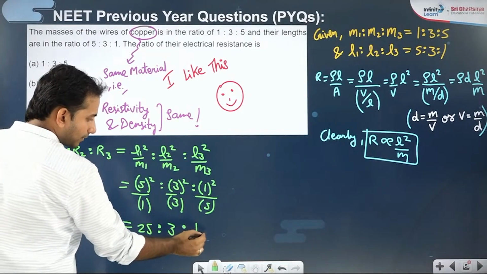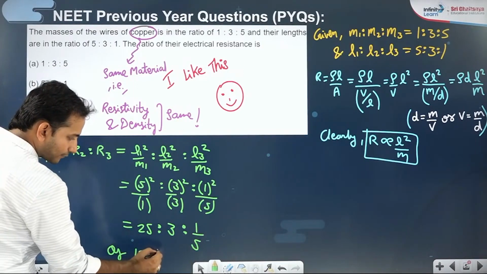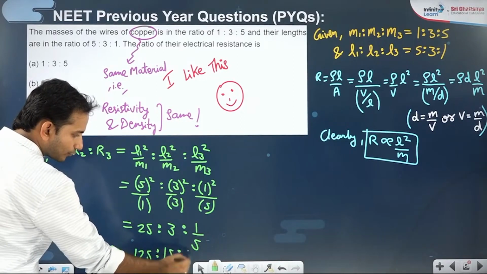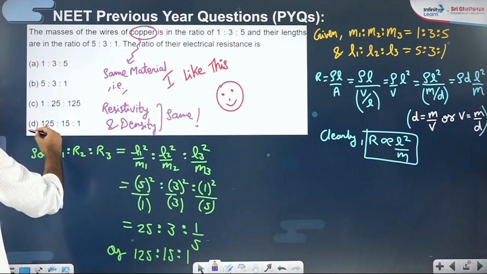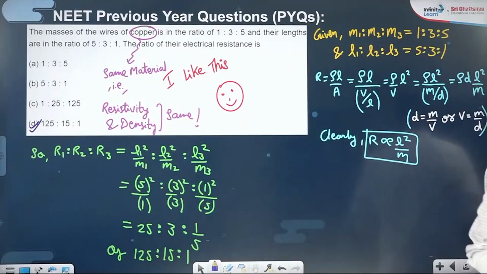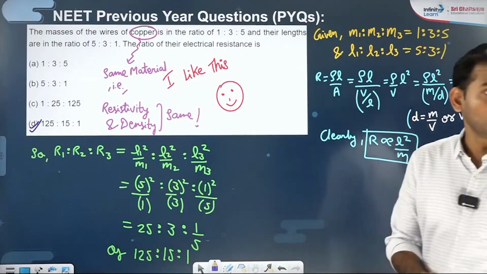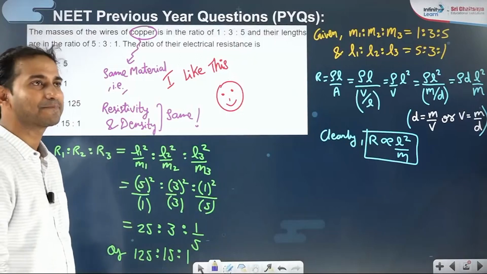And it will be 1 by 5, or in proportion that should be written as 125 ratio 15 ratio 1. So the correct option is D option: 125 ratio 15 ratio 1. Very nice. I can see a few people have again answered it very soon. Very nice.